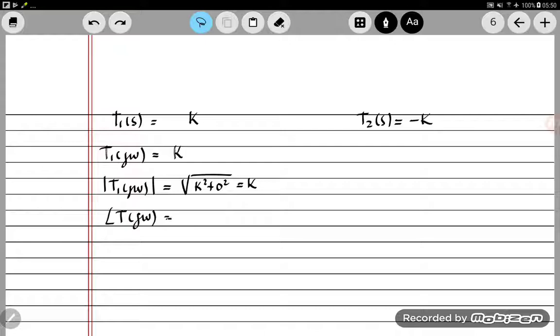We can also get the phase angle. The phase angle is just the arctangent of the imaginary part, which is 0, over the real part, which is K, and that is just the arctangent of 0, which is equal to 0.